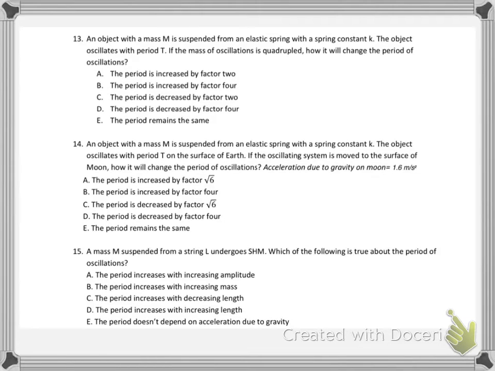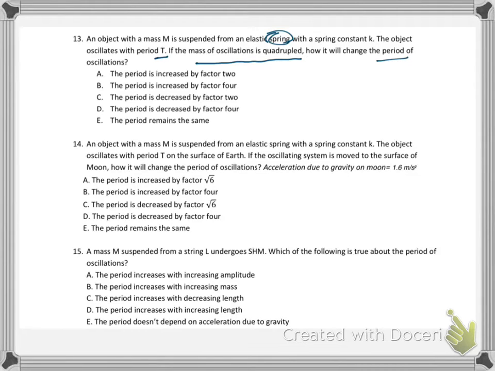Number 13. An object with mass m is suspended from an elastic spring with a spring constant k. The object oscillates with a period T. If the mass of the oscillations is quadrupled, so we're quadrupling the mass, how will it change the period of oscillations?